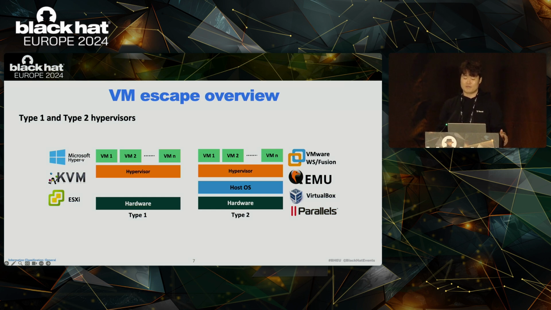Hypervisors are typically divided into two types, Type 1 and Type 2. Type 1 hypervisors, often called bare metal hypervisors, run directly on the host hardware. In contrast, Type 2 hypervisors operate as an application layer on top of the host operating system. Examples of Type 1 hypervisors include KVM, Hyper-V, and VMware ESXi. For Type 2 hypervisors, examples include VMware Workstation, which is our research focus, along with VirtualBox and QEMU.